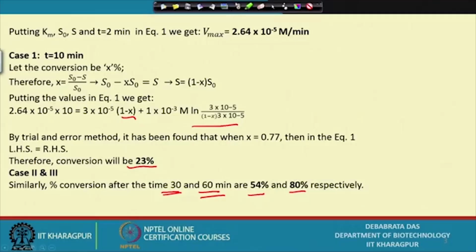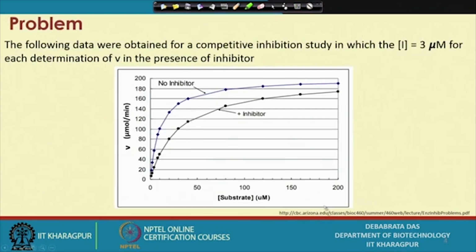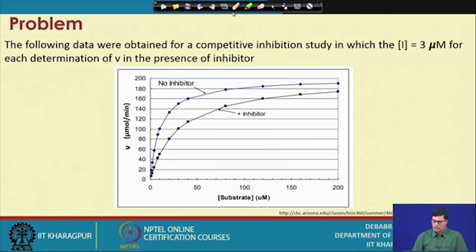Now the next problem that I am going to discuss: the following data were obtained for a competitive inhibition study, in which I is the concentration of inhibitor and equal to 3 micromolar, for the determination of the value of V in the presence of the inhibitor.